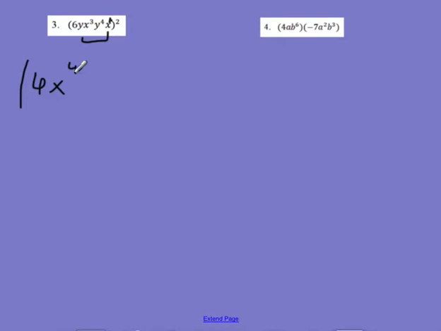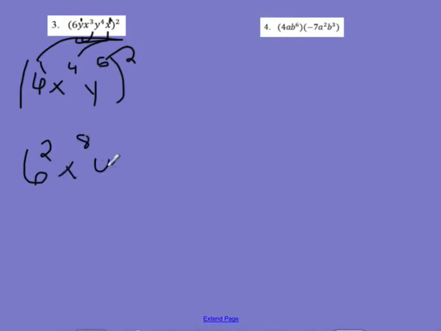Then y to the 1st, remember if there's no exponent, it's always 1. Y to the 1st times y to the 4th. When you multiply those together, you add the exponents. Now all of that's being raised to the 2nd power. When you take a monomial and raise it to a power, you need to remember that the coefficient also has an exponent of 1 that you need to distribute your power to. So I'm going to take that 2 and multiply it by each of those exponents. So 6 to the 1 times 2 is 2. X to the 4 times 2 is 8. Y to the 5 times 2 is 10.